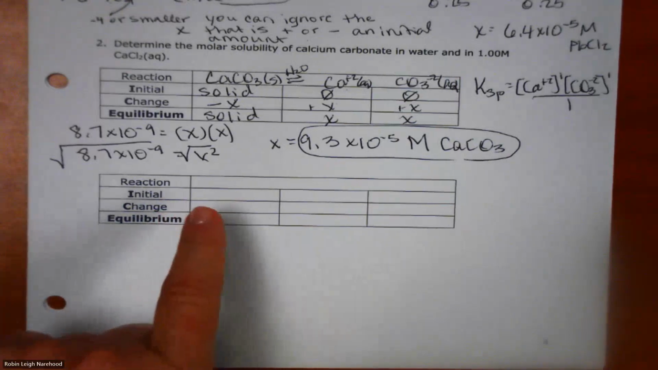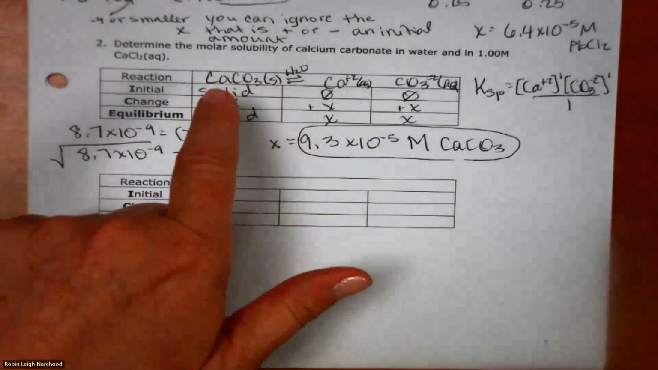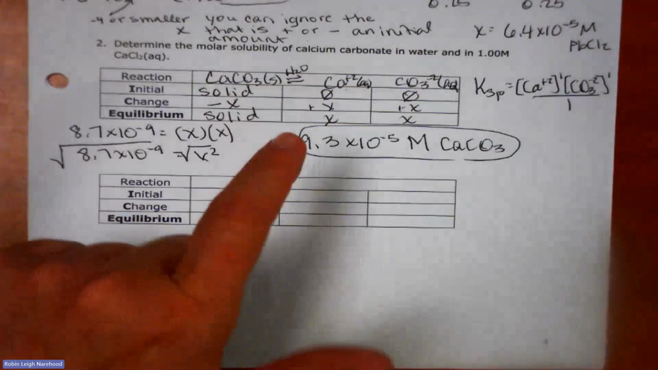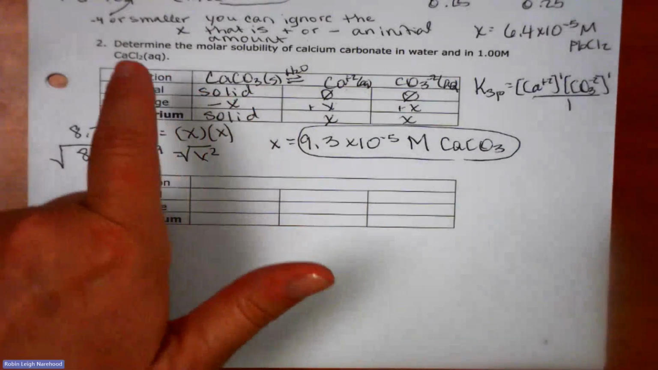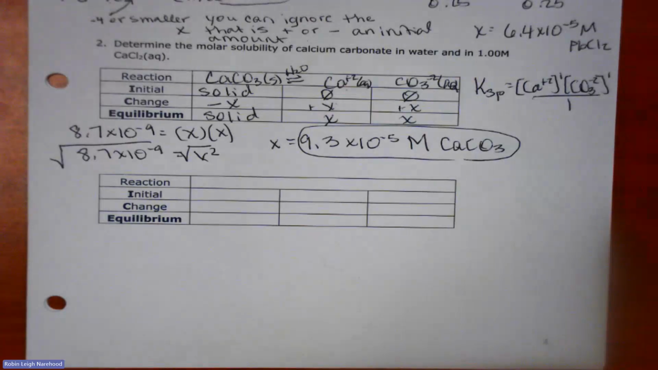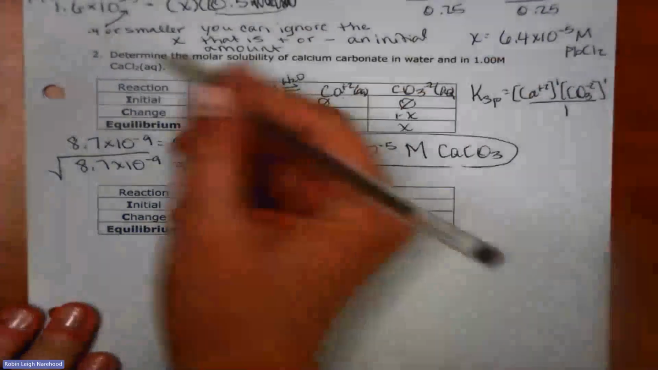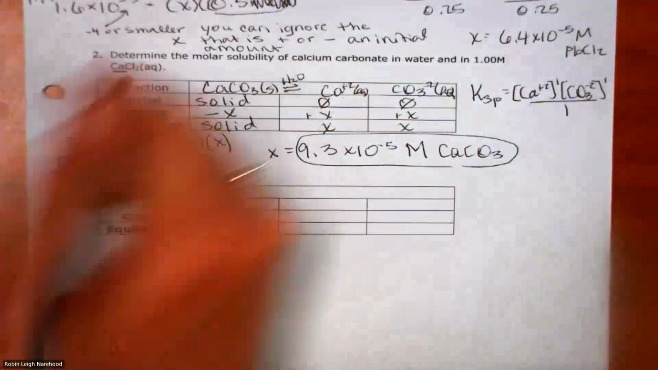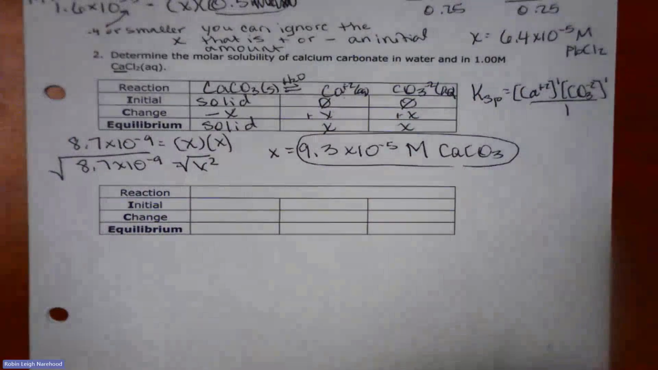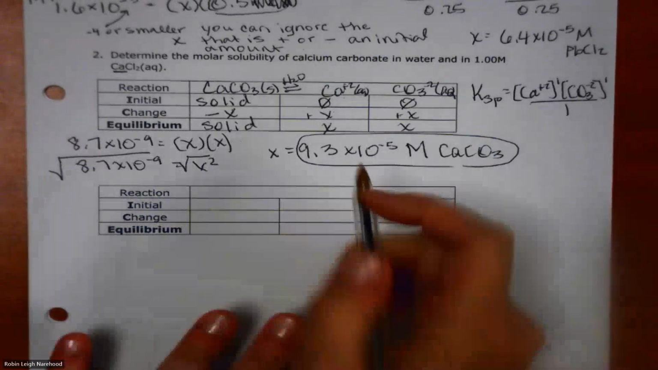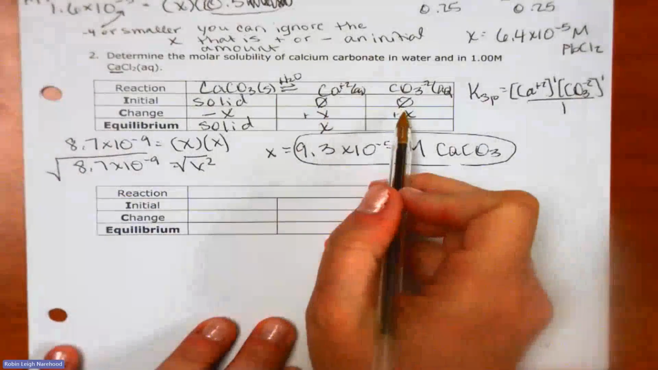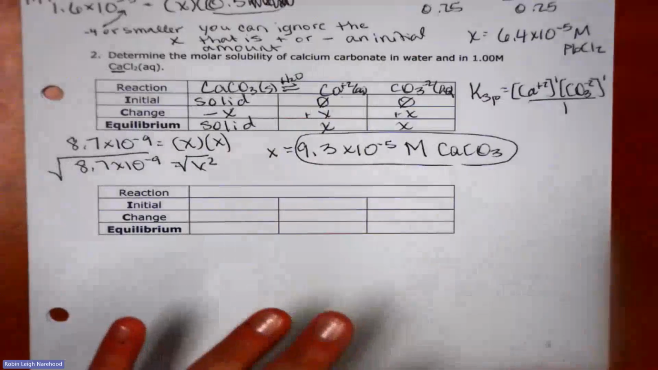Okay. So part 2 of this problem is, instead of water, it's dissolved in calcium chloride. So this would be a common ion effect because they both contain the calcium ion. So if you had calcium carbonate and you drop some solid into calcium chloride water, it would already have calcium there. So not as much calcium carbonate could dissolve. We can prove that mathematically.